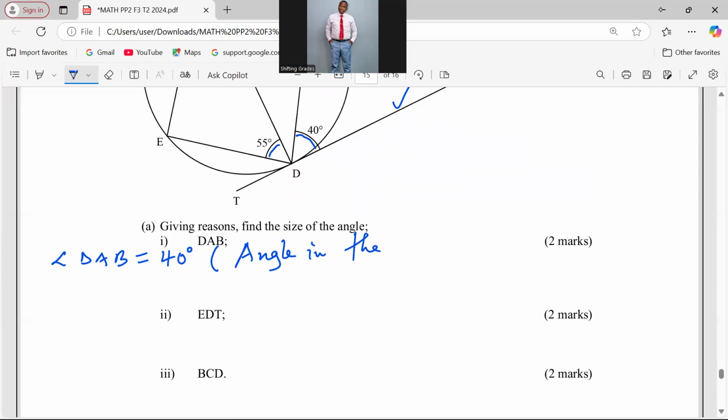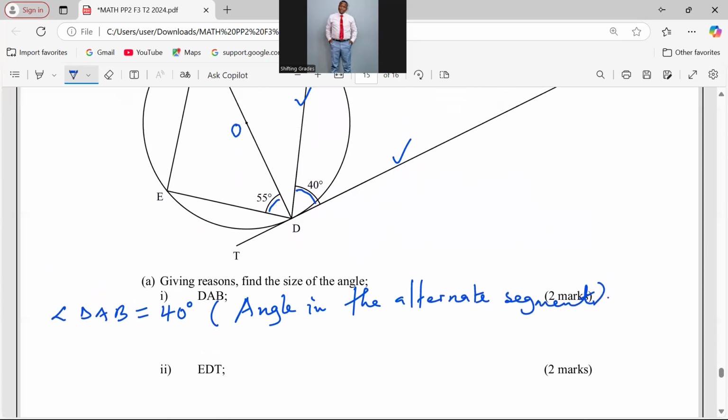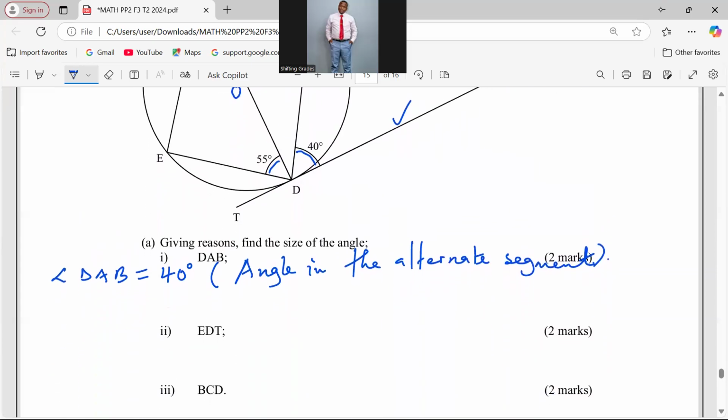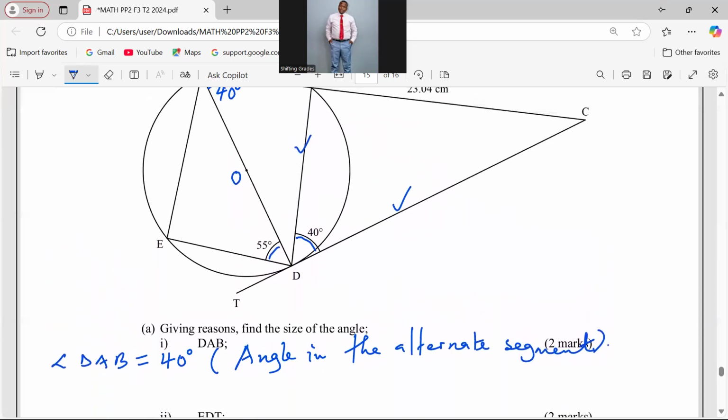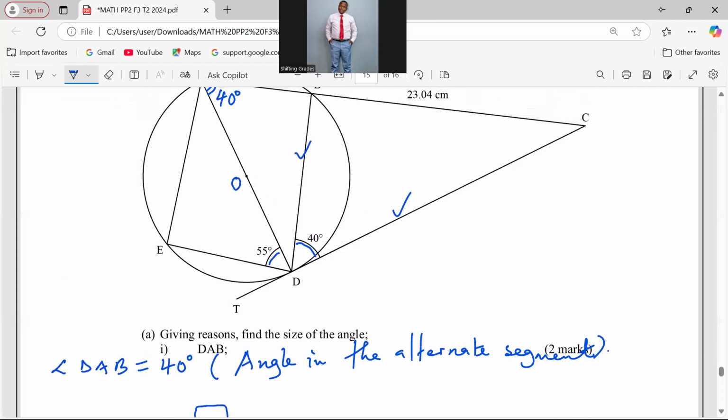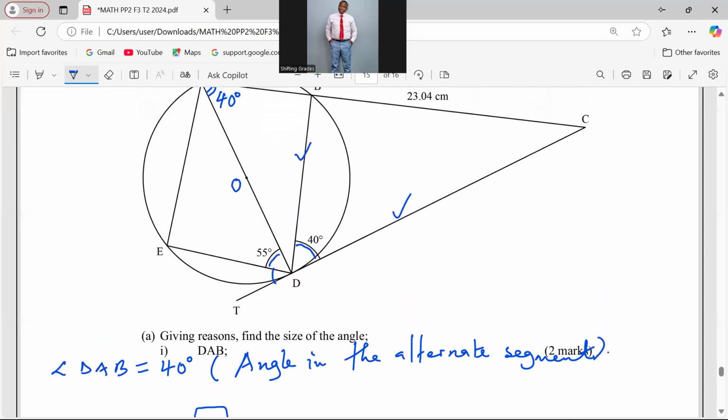Angle in the alternate segment. It must be equal to the angle made by a chord and a tangent. Again, we can try to fill in a few other angles, but it is good you know that the angle we are interested in is the angle at D, EDT. EDT, the angle at this particular point.